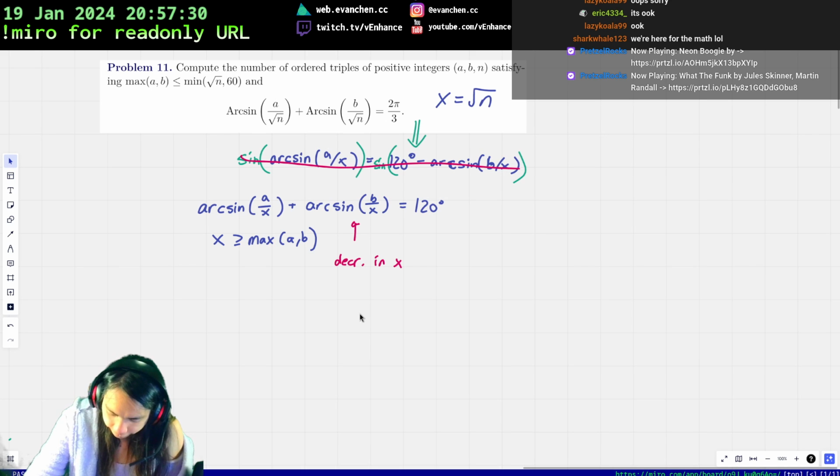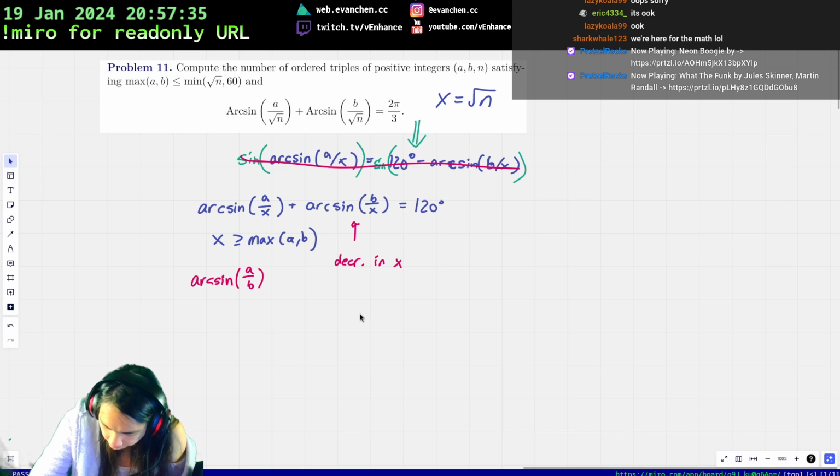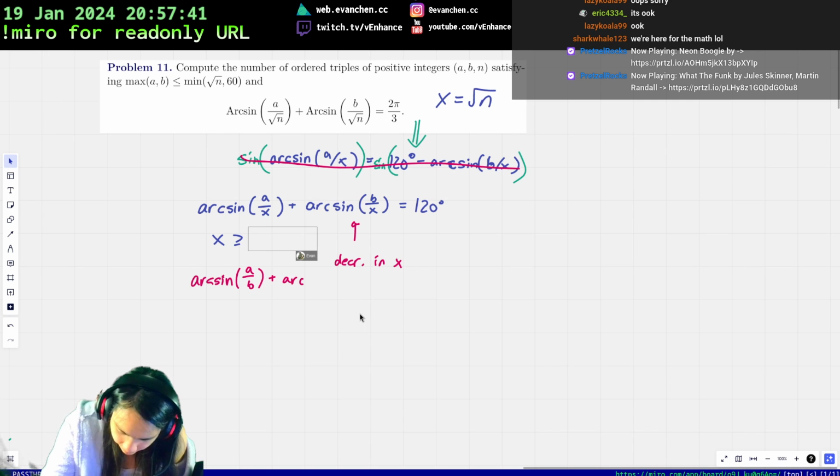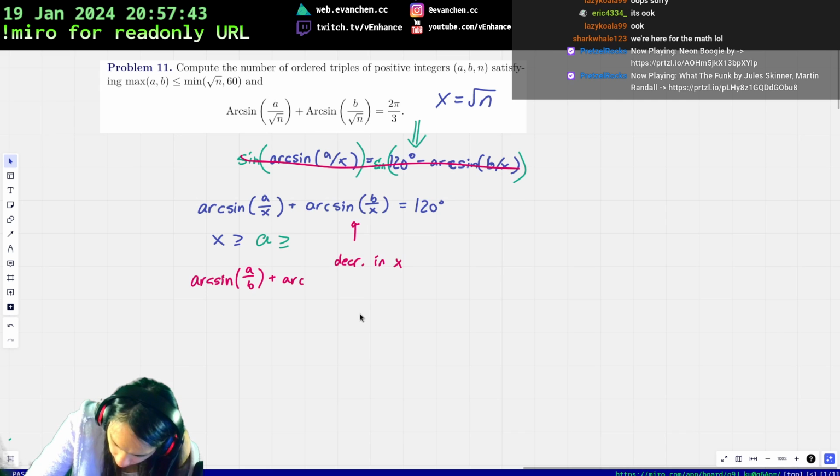When x is here, it's arcsine a over b plus arcsine. Sorry. Oh, this is super annoying. Okay, can I just assume a is at least b without loss of generality? That'll probably make this easier to write. So I'm just going to write this.